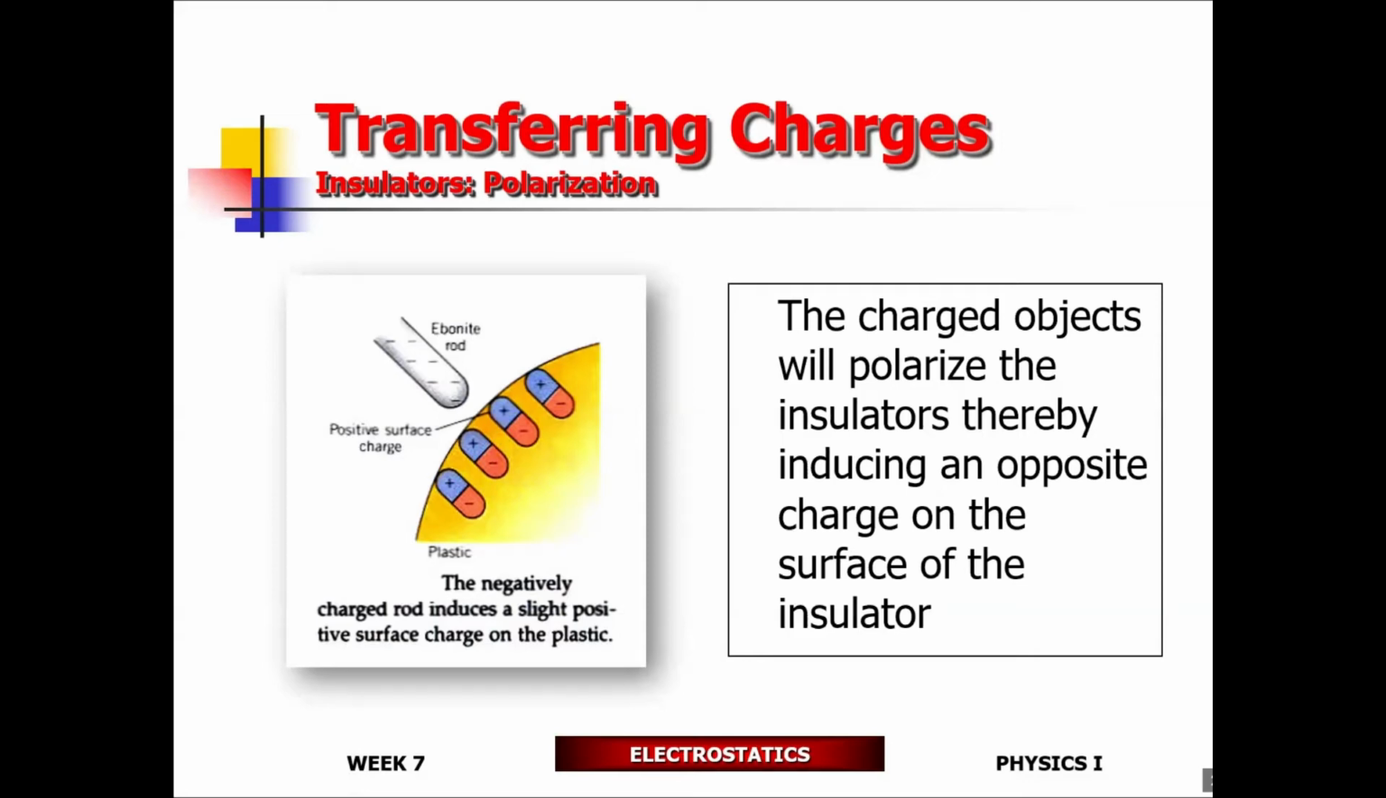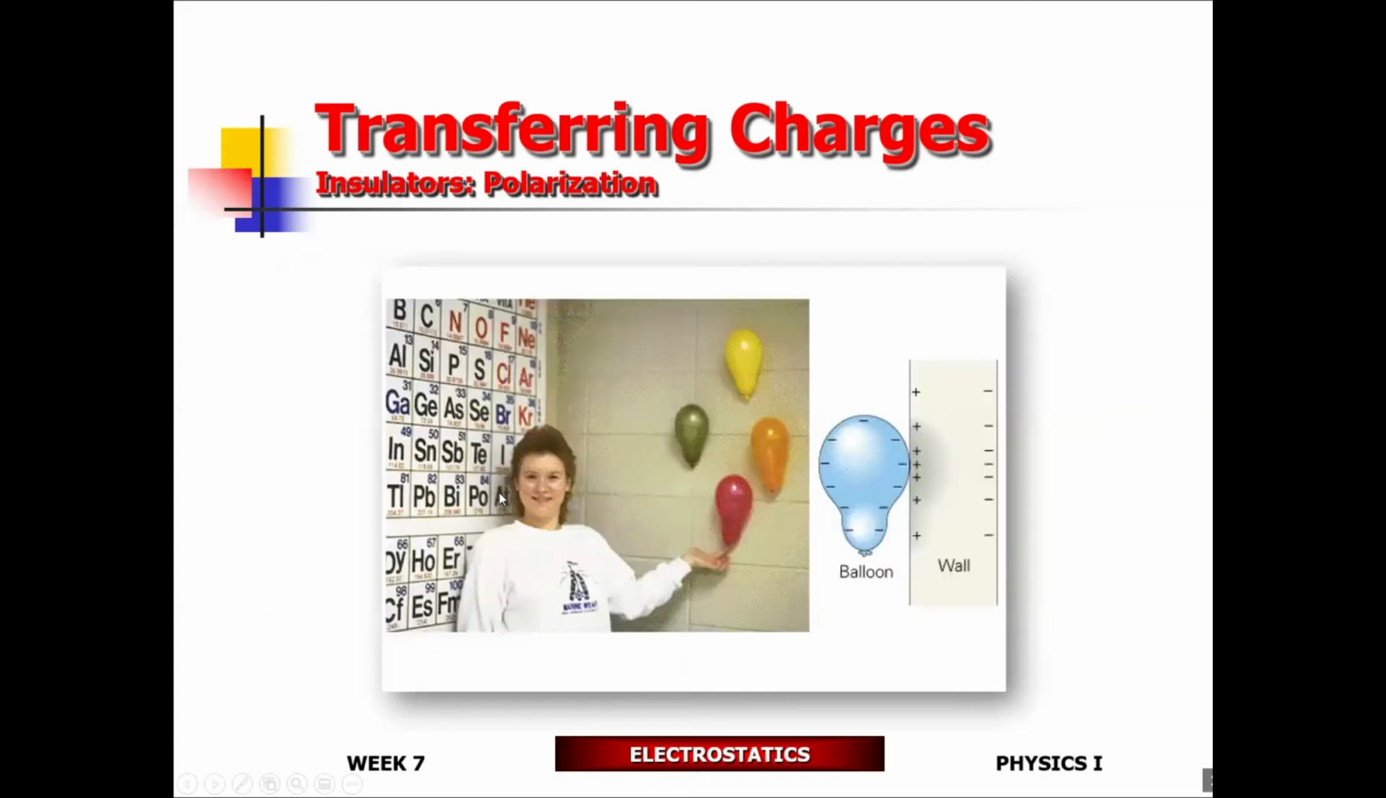So what happens to the molecules? They rotate, they spin around. All right, the molecules that carry the opposite charge are going to be closer to the negatively charged comb. And neutral surfaces also will become polarized. An example of it is if you get a negatively charged balloon and bring it near a wall, it's going to become attracted to the wall because the wall becomes polarized.